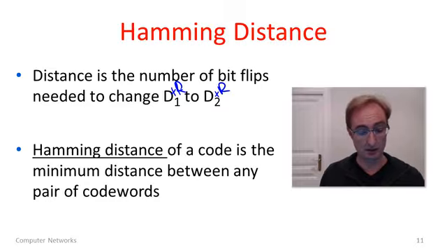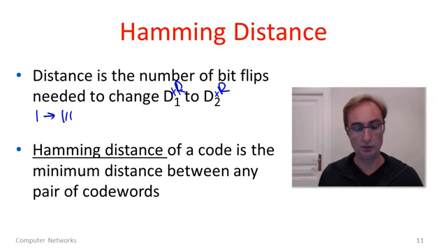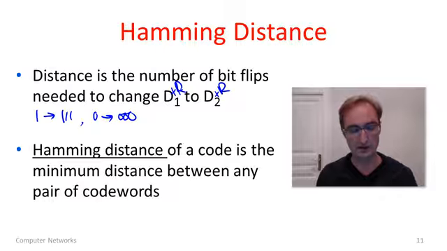Now, let me give you an example of a code. Suppose when we have a data bit of 1, I'm going to send 111. Triple repetition code. Just send the same data 3 times. Seems good. Got to be better than sending it twice. For a 0, I'm going to send, you guessed it, 000.